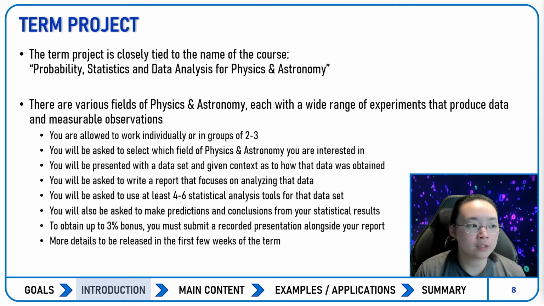When you move on to different fields of physics and astronomy, and if you go into graduate studies or even in the workforce, you're going to encounter a wide range of experiments as scientists, or a lot of different types of data sets and measurable observations that you'll have to work with. And so for this project, you can work individually or in groups of 2 to 3. You can find your groups right away at the beginning of the term, or let me know at the beginning of the term if you wish to work individually.